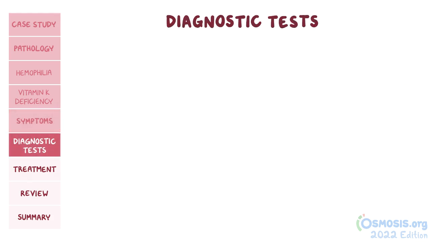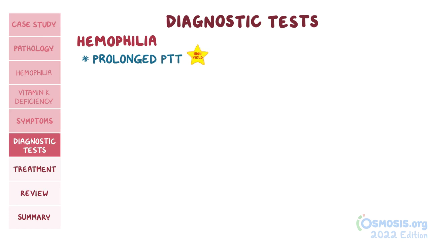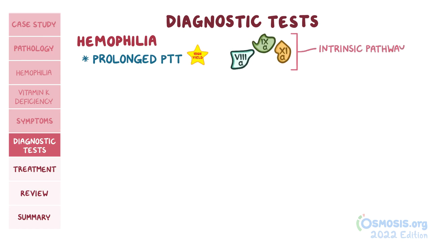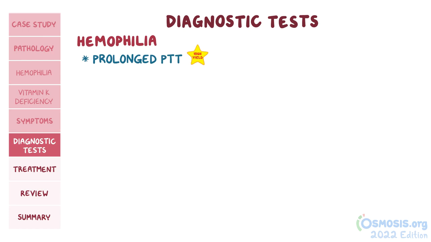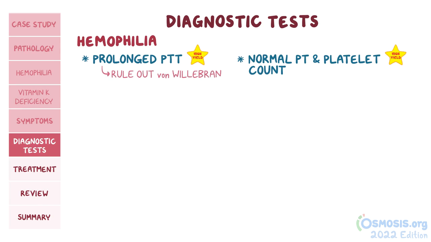Alright, now let's switch gears and look at diagnostic tests. People with hemophilia often have a prolonged partial thromboplastin time, or PTT, since factors 8, 9, and 11 are part of the intrinsic pathway. They will have a normal prothrombin time, or PT, and platelet count. It's important to also rule out von Willebrand disease in these patients, as it too may exhibit a prolonged PTT since von Willebrand factor carries factor 8.